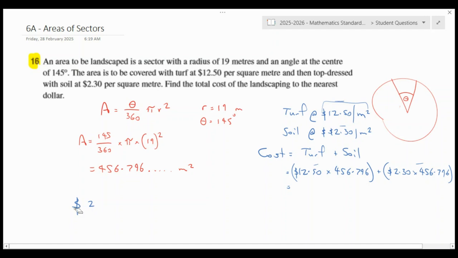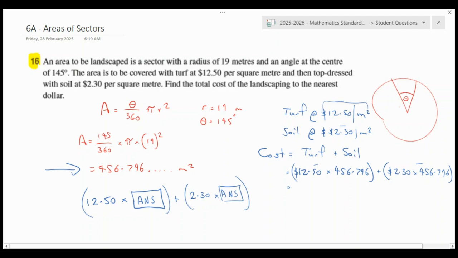I go 12, and obviously there's no dollar signs in the calculator, so I go 12.50. I always put 2 decimal places in just to remind myself I'm doing money. And I will times, and I'm going to use that button. Then I'm going to do plus 2.30 times ANS. The ANS button, as long as this was the previous question, will remember your last answer and all the decimal places. That makes sure that when you're doing your rounding, you're not doing it until the absolute end.